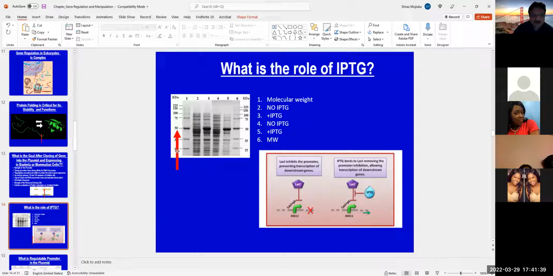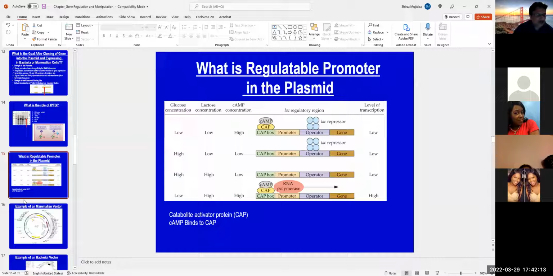50,000 Dalton molecular weight. Now look here, in this lane, there is hardly anything, right? But here you see a big blob. What is this? This is protein overexpression. So the difference between 2 and 3 is that IPTG was added here. In the third lane, IPTG was added and the protein expression just scaled up. 4, no IPTG. 5th, IPTG. So this IPTG works at the lac operon to scale up transcription and translation. This is also a very important figure to simplify.